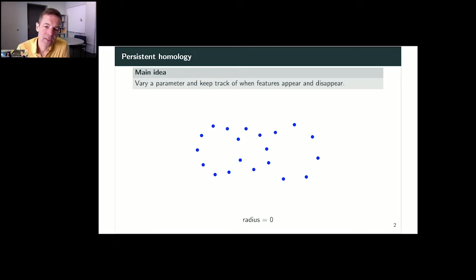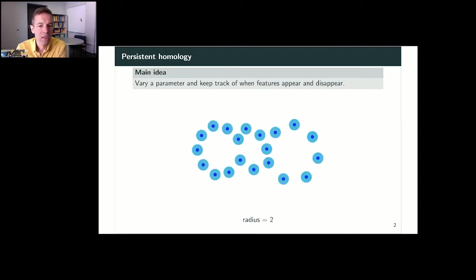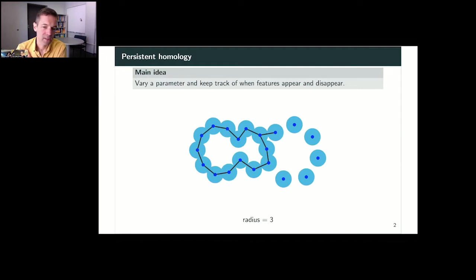So here we have a finite set of points in the plane. We can consider the union of balls of some fixed radius centered at those data points. And then as we vary that radius, we get an increasing family of spaces. And that union of balls is covered by the collection of balls. And that collection of balls has something called a nerve associated to it. So this is a combinatorial representation of that space.